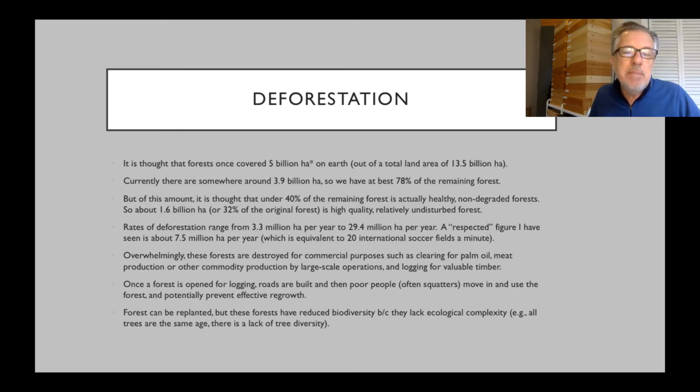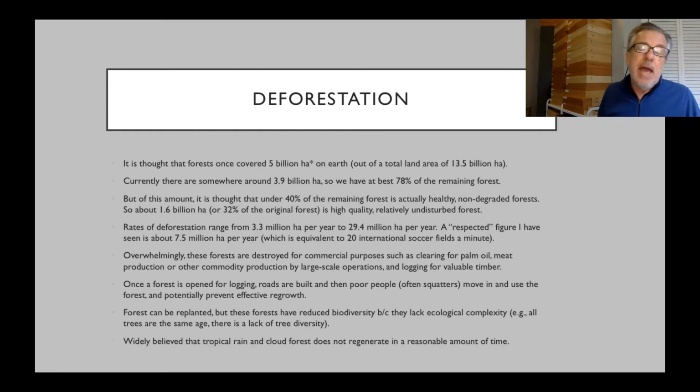So forests can be replanted, and in many places, particularly in developed countries, a logging operation will be required to replant it. But the problem is these forests have reduced biodiversity, because they lack ecological complexity. For example, all the trees are the same age, and there's a lack of the natural tree diversity. A company that replants trees will typically plant one or two or three kinds, not all the kinds that were originally there.